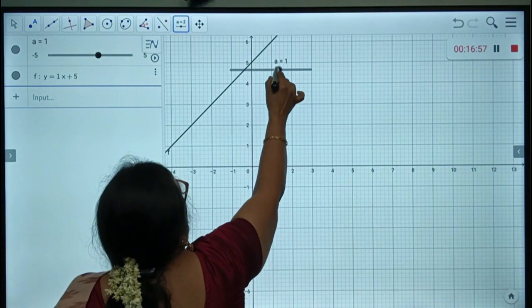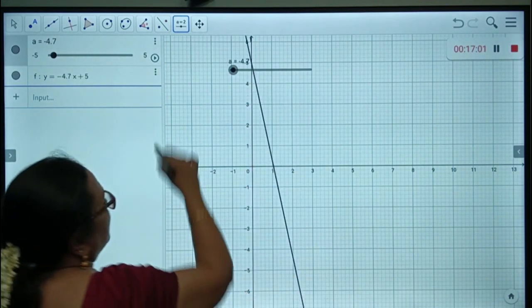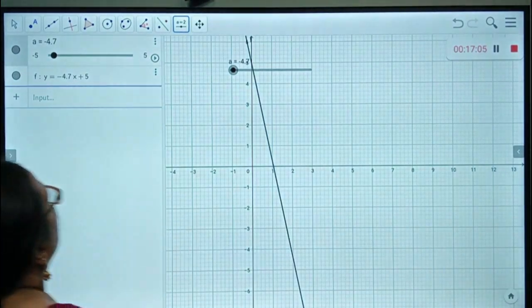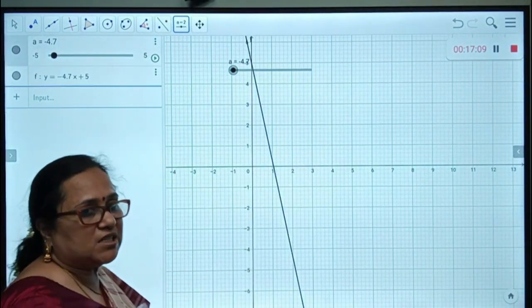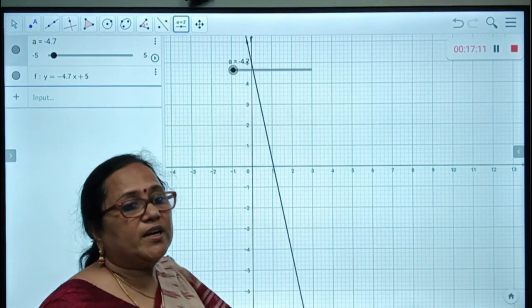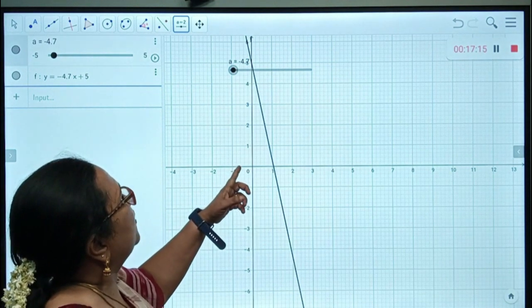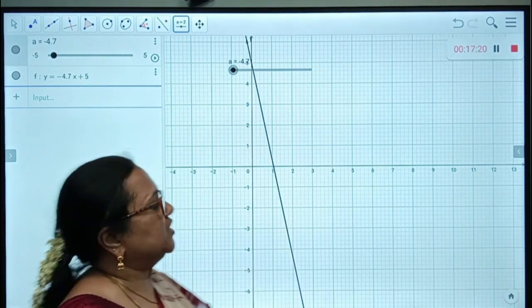Now if I change the value of a, what happens? The position of the straight line changes. Now what is a? A is a variable. We call it a slider in GeoGebra, but what it represents is a variable. It takes values between -5 to +5, as I have assigned.